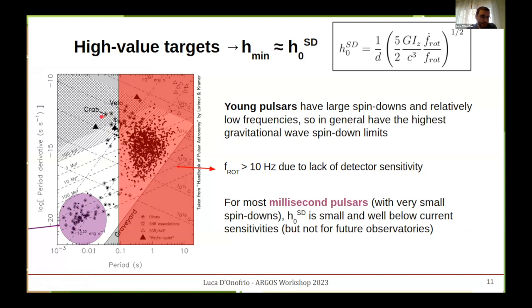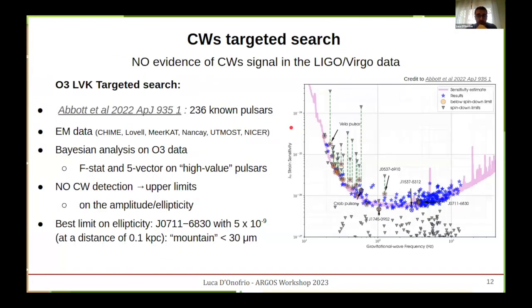And then there are some young pulsars like the Crab or the Vela that have large spin down and low frequencies, and these in general have the highest gravitational wave spin down, and so are the main targets of our analysis. And these are the results of the last targeted search, in which we have no evidence of a continuous signal.